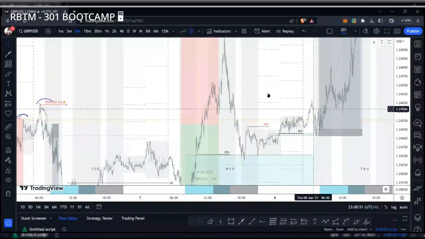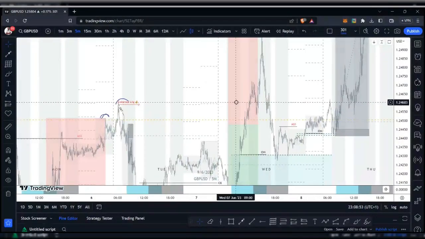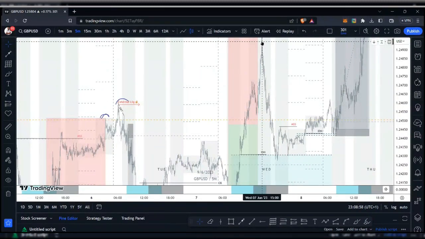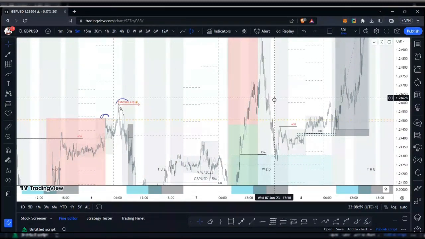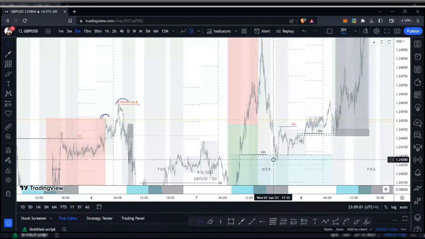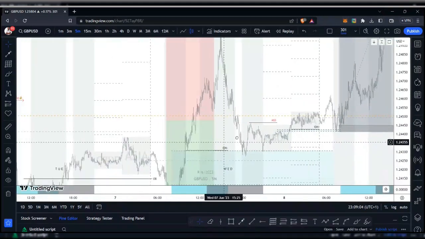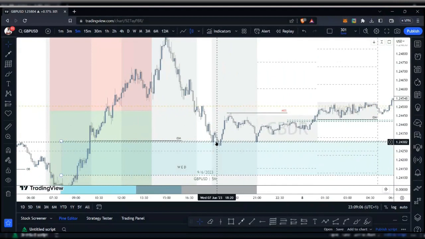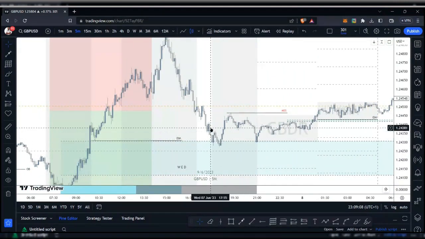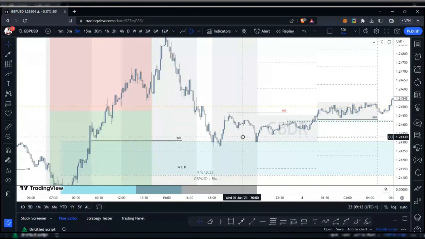So I didn't think that, sorry. So after we took the external liquidity on Wednesday rather, it then started dropping in EU to come and take what? Internal liquidity. And then after taking that internal liquidity, tapped into that imbalance, gave that break of structure there. Of course, probably maybe you entered at this imbalance here.